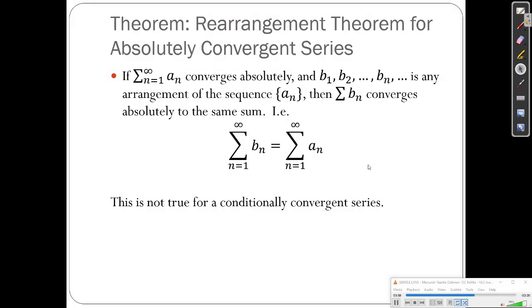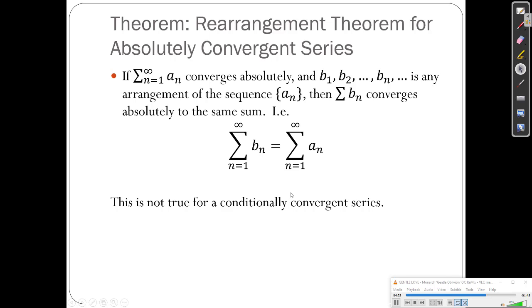This is the rearrangement theorem for absolutely convergent series. It says if you have a series that converges absolutely and you rearrange the terms, both the original series and the series with the terms rearranged are still going to converge to the same value. You might think, well, hold on, wouldn't that always be true if you have a convergent series? No. If you have a conditionally convergent series, you can rearrange the terms and get different limits.